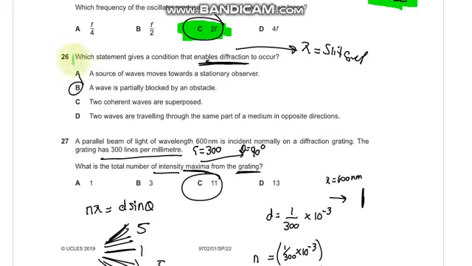Question number 26 asks which statement gives a condition that enables diffraction to occur. So B is the appropriate answer. A wave is partially blocked by an obstacle, the rest are not correct.